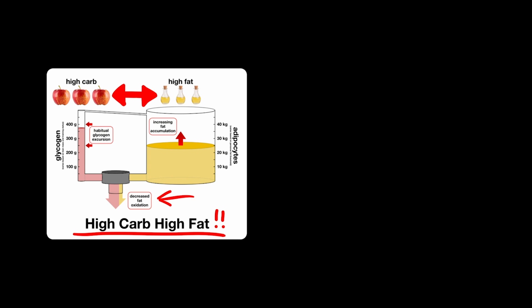The worst, of course, is a high-carb and a high-fat diet. This is a huge problem. Unfortunately, this is the way we eat in America. We eat a very high carbohydrate diet, so glycogen's always high, which displaces fat oxidation, so we're not burning fat. But we're still eating fat, so the fat is slowly accumulating.